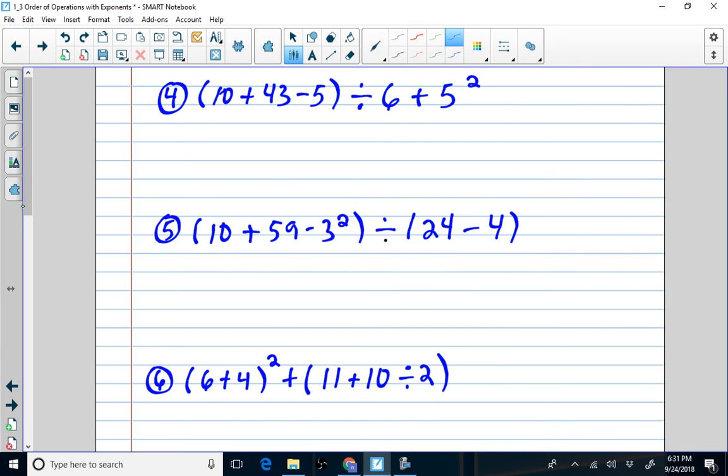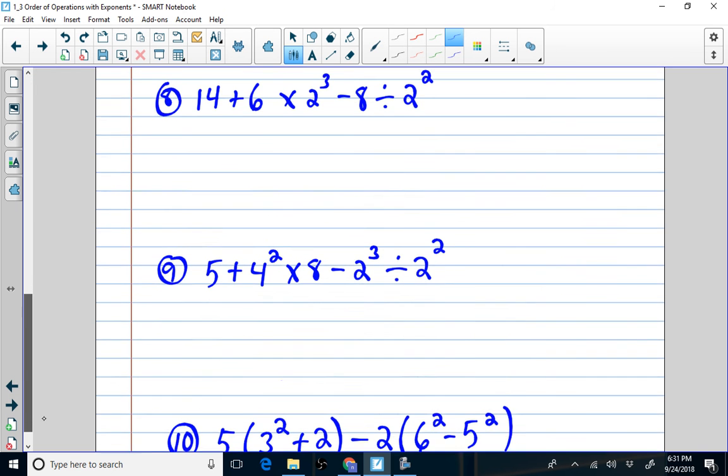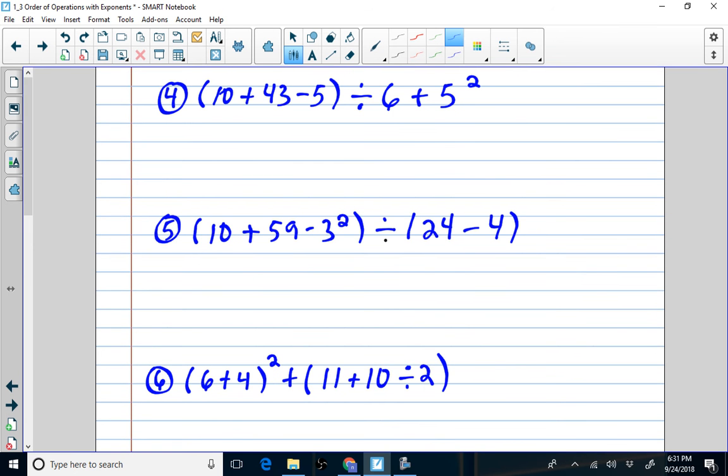Right, some more examples here. Some tough problems. Once again, you guys can try these on your own, but they are definitely some challenging problems. We'll take one at a time. What has to be done first here? Correct. Have to do what's in the parentheses. And there's addition and subtraction within the parentheses.